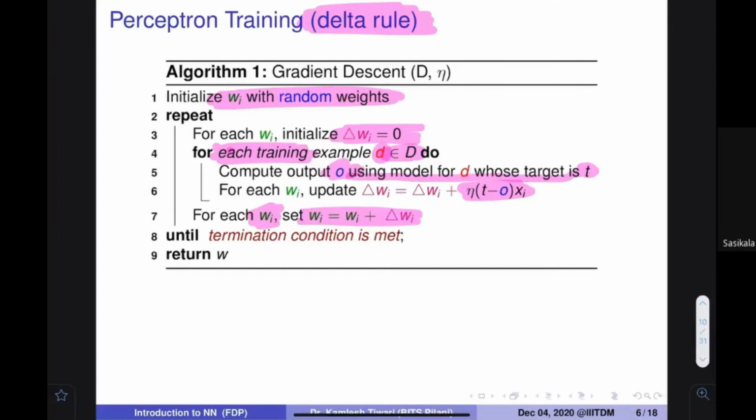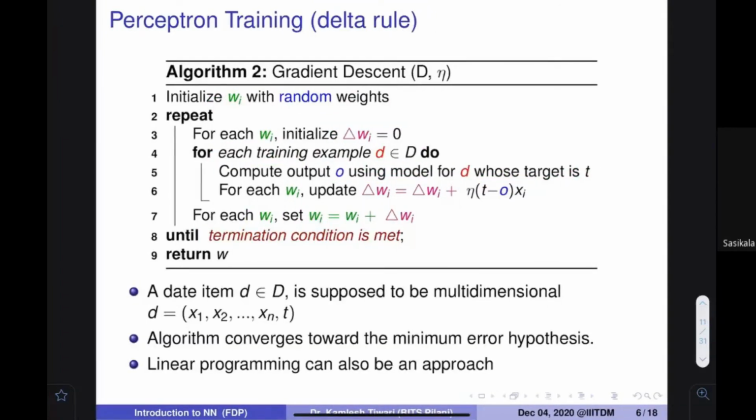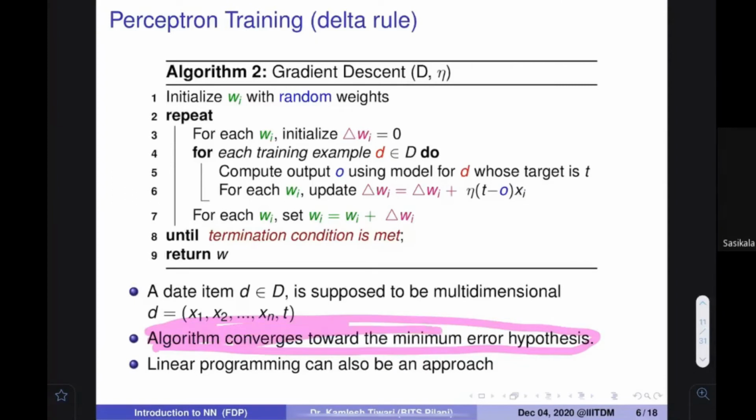Okay, so until your termination condition is met, what is the termination condition? That sufficient error is reduced. Okay, so this is a better algorithm. It converges toward the minimum error hypothesis where the error is minimized, and therefore you can apply this even for data which is not linearly separable. When the data is not linearly separable, you come up with a linear boundary. What does it mean? That the error you are going to get would be minimized.